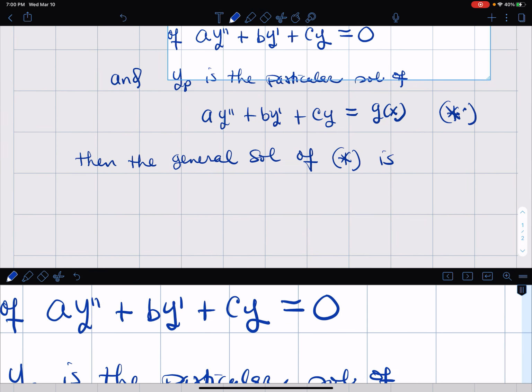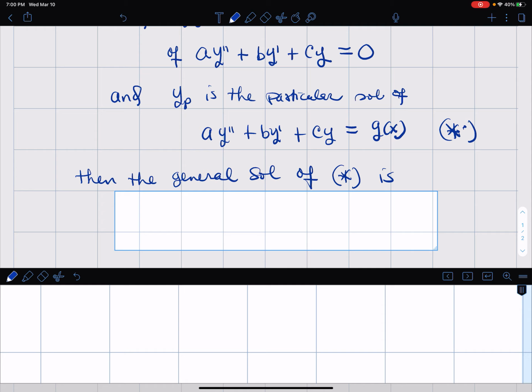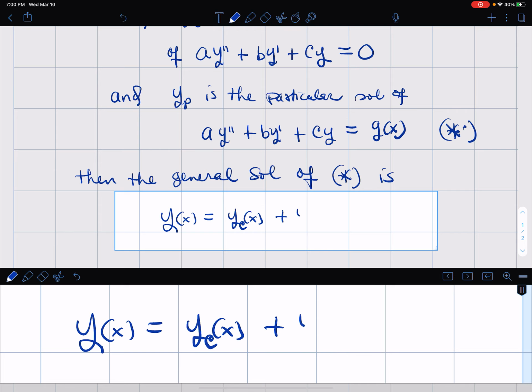y of x is equal to yc of x plus yp of x. Okay.